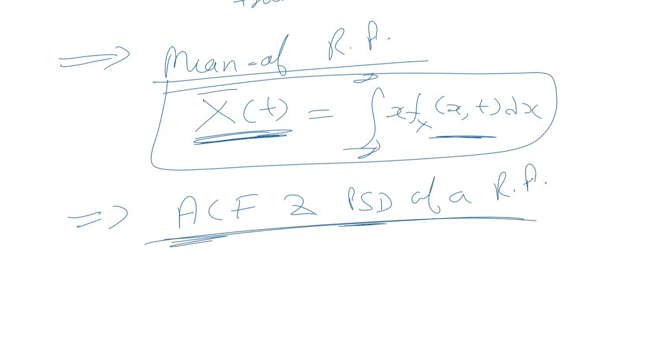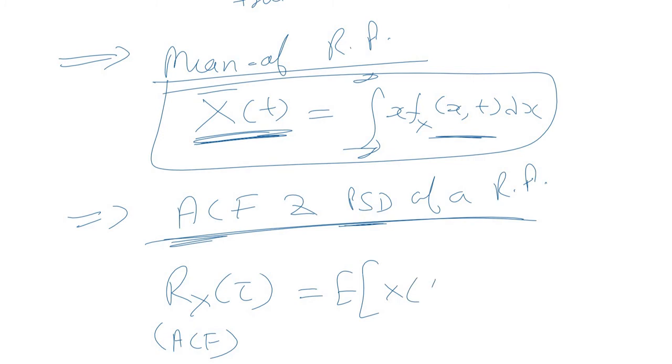Autocorrelation function and power spectral density. The autocorrelation function is represented by Rx(tau), the autocorrelation function of a random process, and it is mathematically equal to the expectation of x(t plus tau) times x(t). It gives the correlation of the random process with the time shifted version of itself.